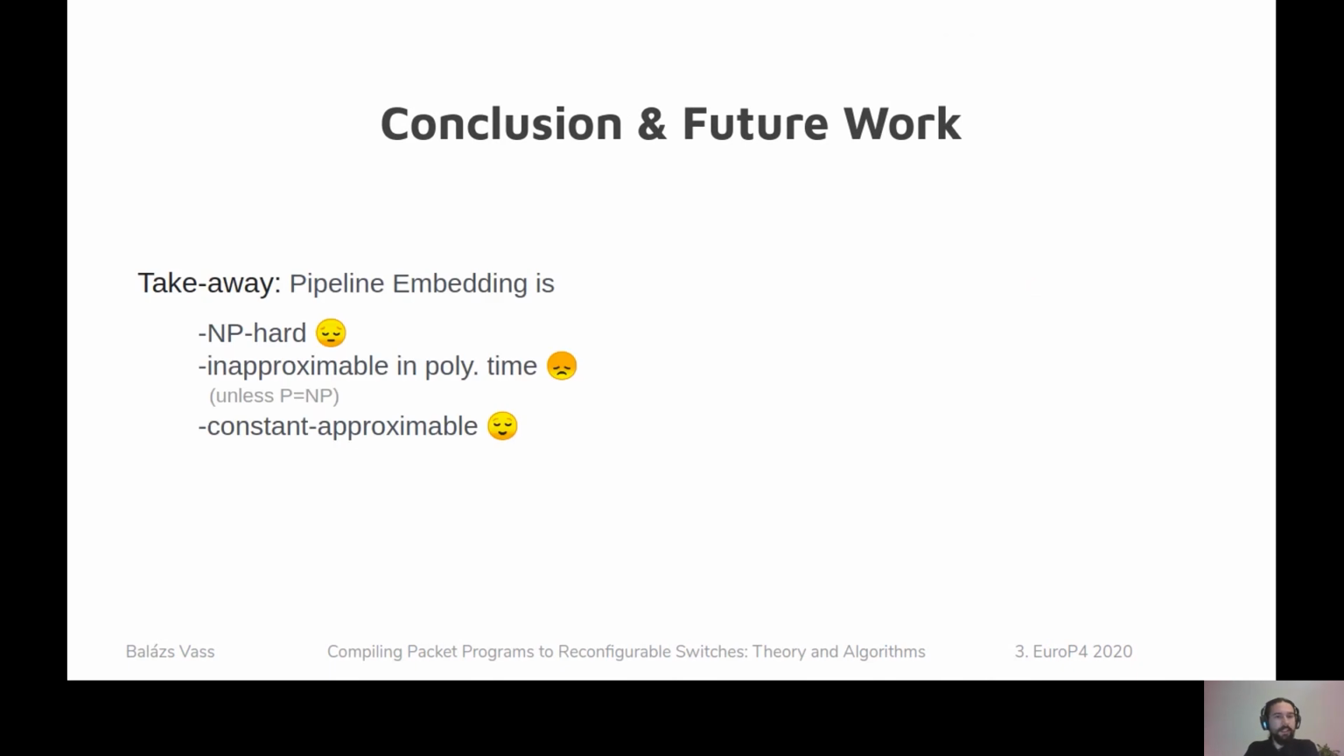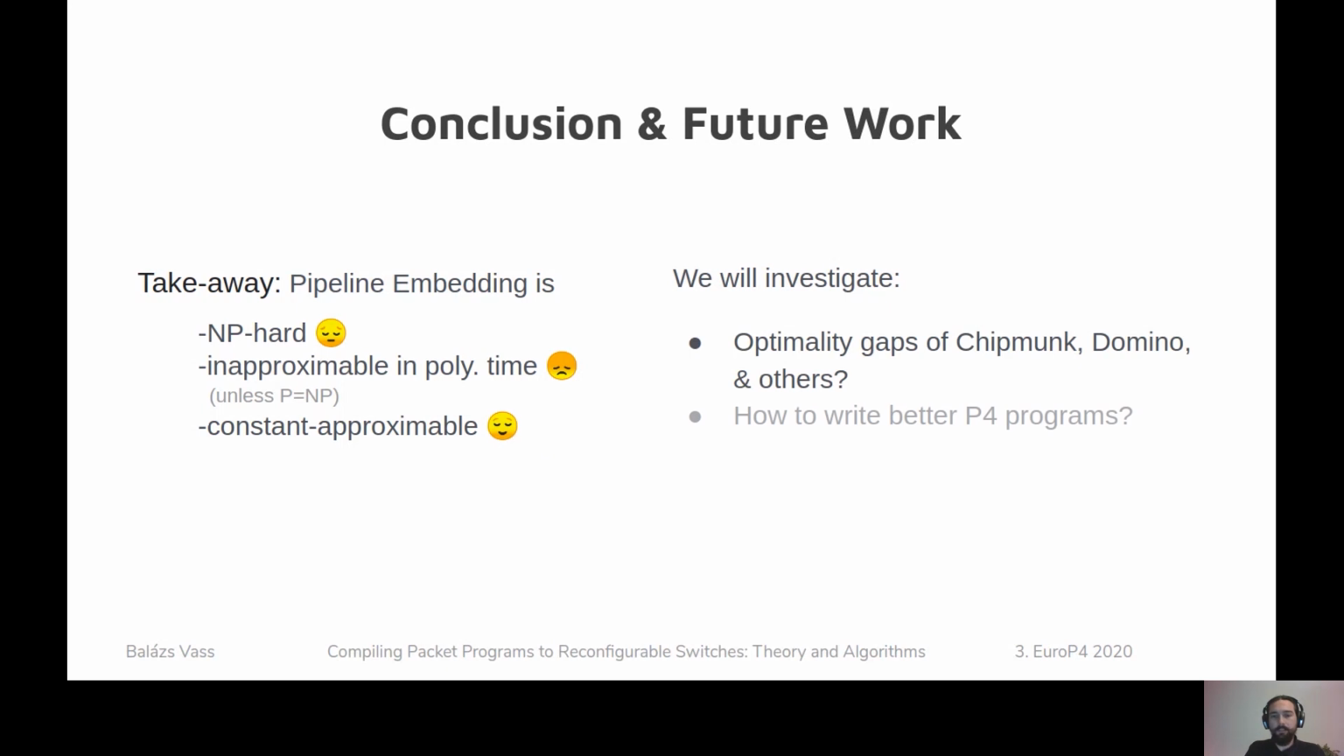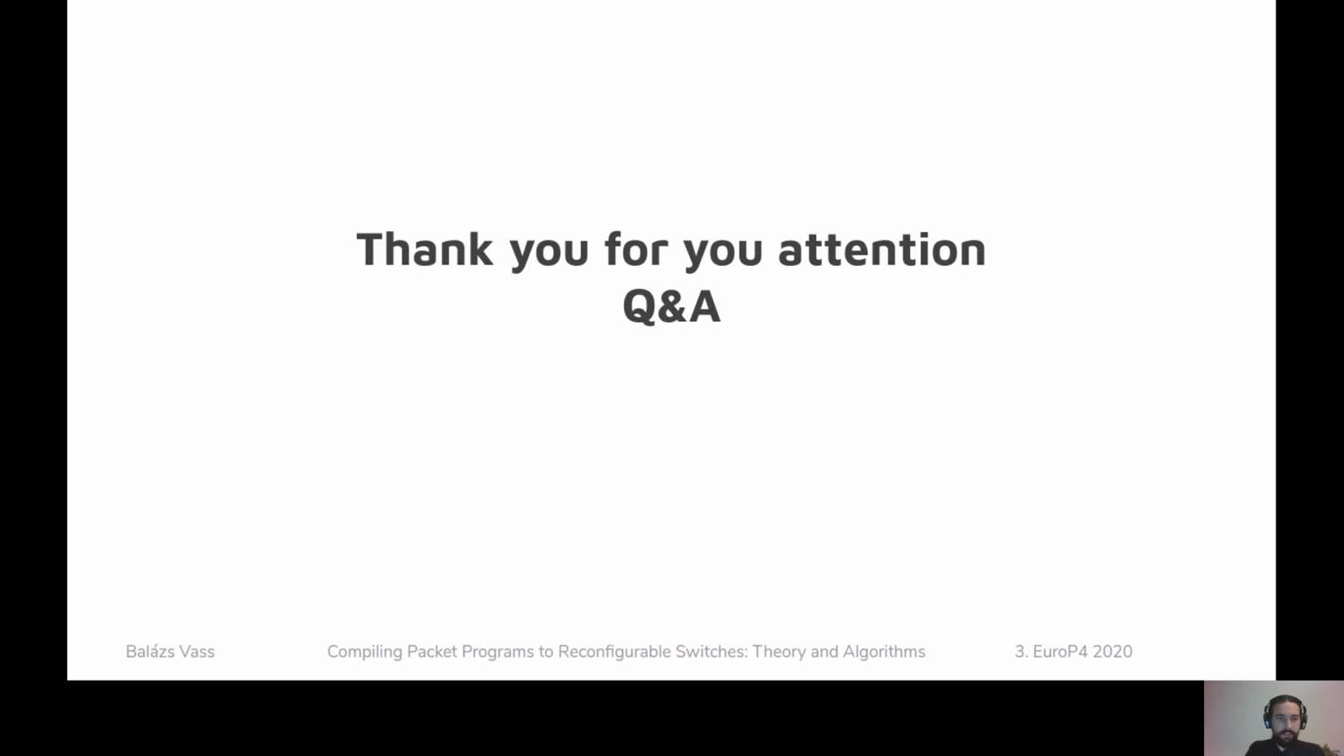What is the takeaway? Pipeline embedding is NP-hard, and also inapproximable with arbitrarily small multiplicative factor in polynomial time. On the bright side, it is constant approximable in quasi-linear time. We want to investigate in the future the optimality gaps of Chipmunk, Domino, and other compilers, and also the question of how to write better P4 programs.